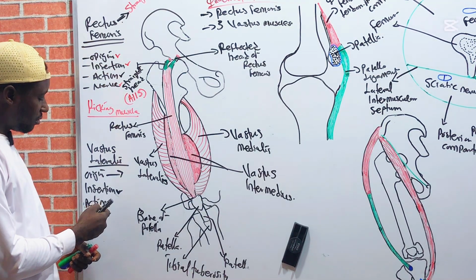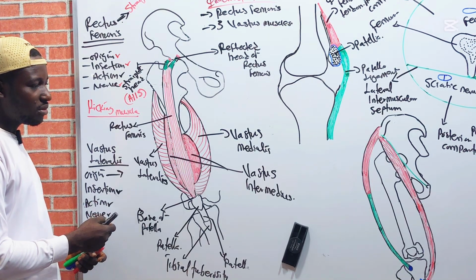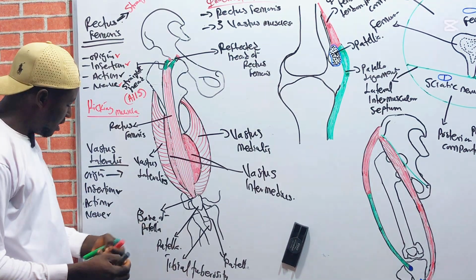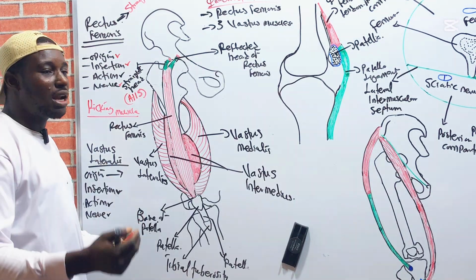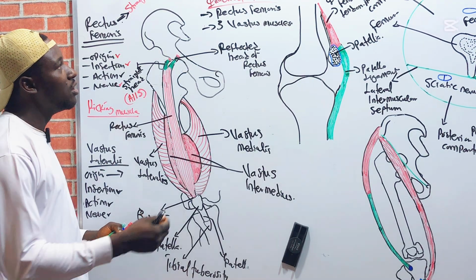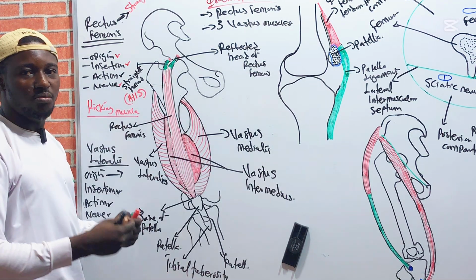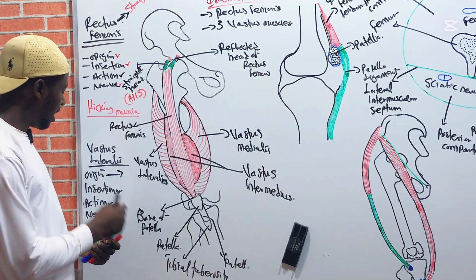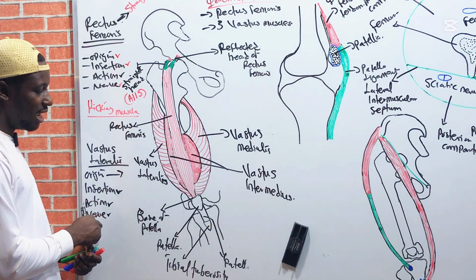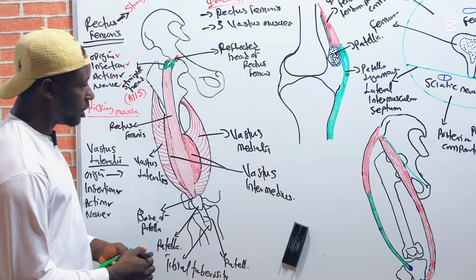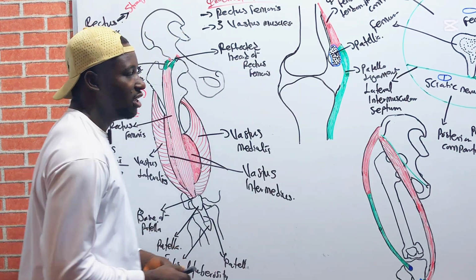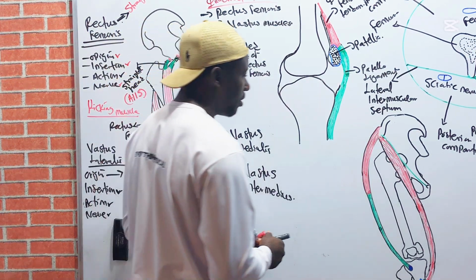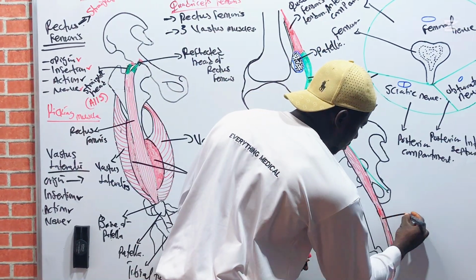Now, the action is to extend the knee. The nerve supply is the posterior division of the what? Of the femoral nerve. That is all about the quadriceps femoris muscle. We have discussed their origin, insertion, action, and nerve supply. Okay. Let's delve into another muscle, which is the sartorius muscle.